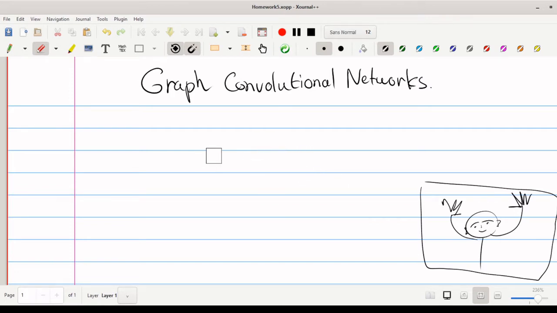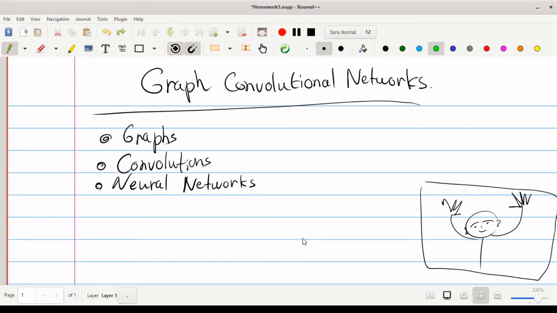Alright, so what are graph convolutional neural networks and what are we going to be talking about today? So, as you could guess, in order to understand graph convolutional neural networks, by the way, I'm going to refer to them as GCNs in the future because I'm having trouble pronouncing it every time. So, GCNs. You need to understand graphs, you need to understand convolutions, and you need to understand neural networks.